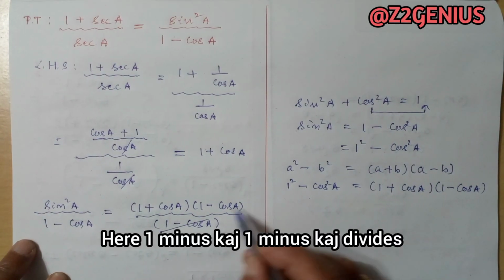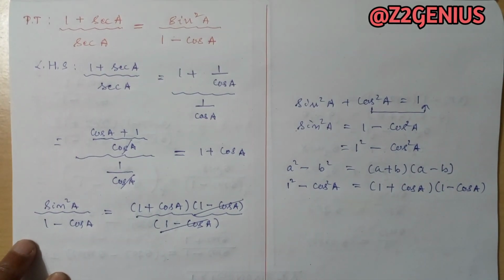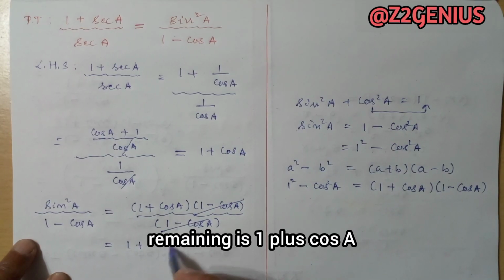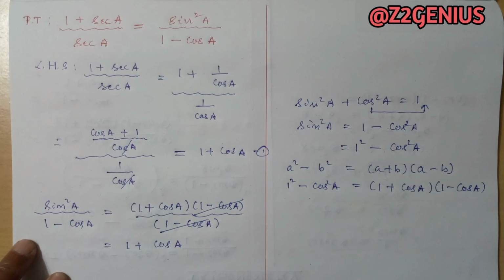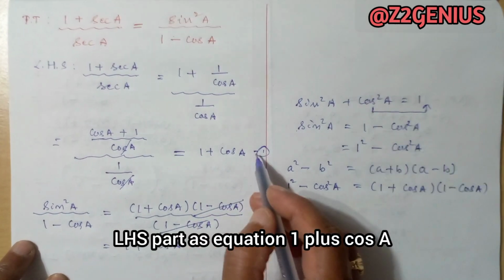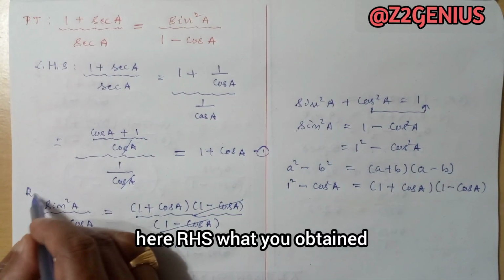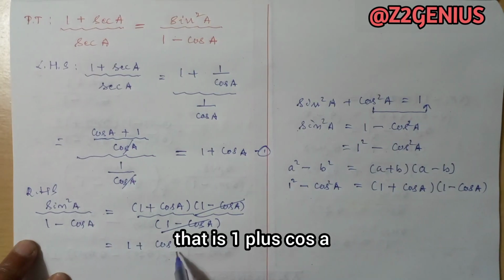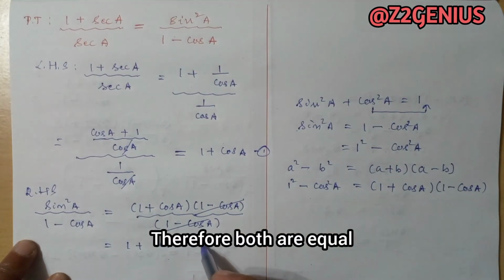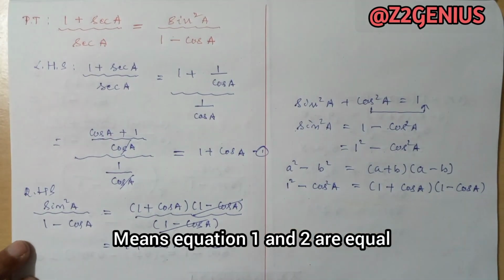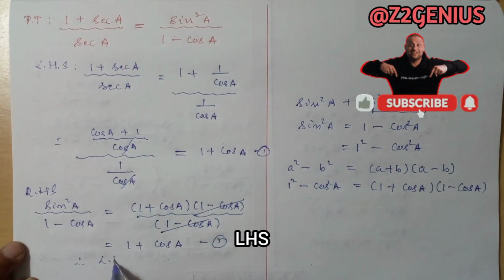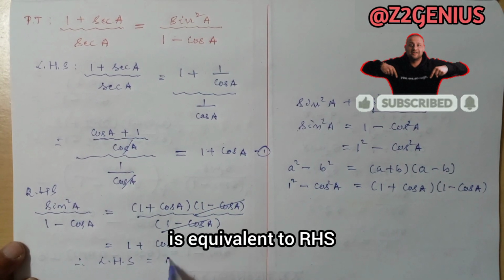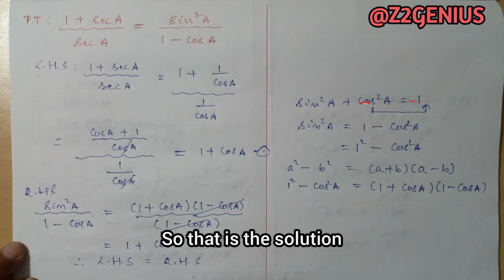Here 1 minus cos A and 1 minus cos A divide out. So what is remaining? What remains is 1 plus cos A. Here observe, the LHS part as equation 1 is 1 plus cos A, and the RHS that you obtained is also 1 plus cos A. Therefore both are equal, meaning equations 1 and 2 are equal. So you may declare LHS is equivalent to RHS. So that is the solution.